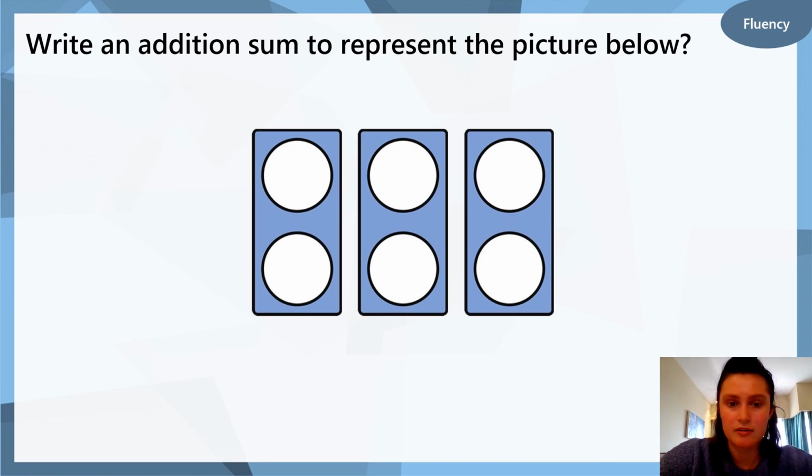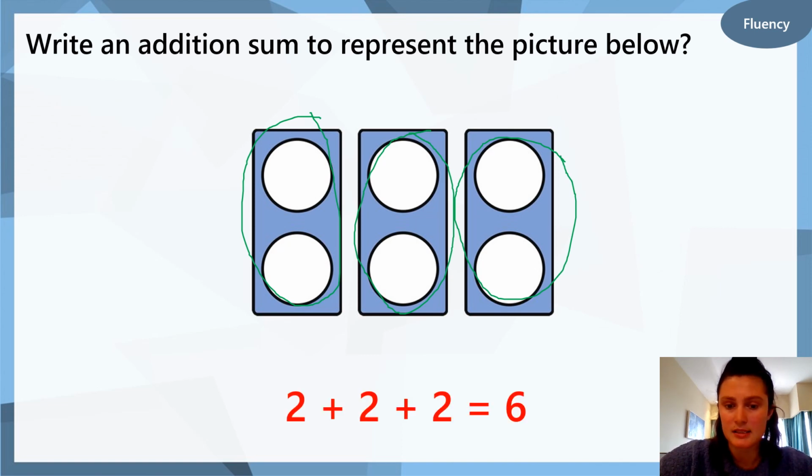In the first section here, we have what number? 2. Very good. In this section here, we have 2, and in this section here, we have 2. So our number sentence is going to be 2 plus 2 plus 2. And what's the answer? It's on the screen, so it's very easy. 6, very good. 2 plus 2 is 4, plus 2 is 6. Or we can skip count, 2, 4, 6.